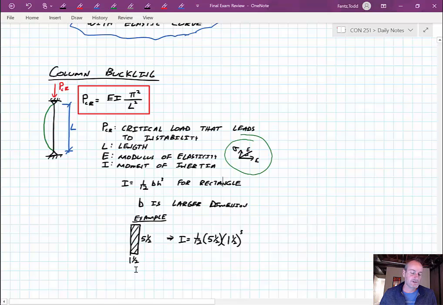For example, if I had a 2x6, which is 1.5 by 5.5 inches, which way is it going to buckle? It's going to buckle in that 5.5 inch direction. That's my base direction. So I have 1/12. The base is 5.5. The height is 1.5. So don't mix up base and height just based on which direction it's going. You have to look at the shape, right? So that's what we had.